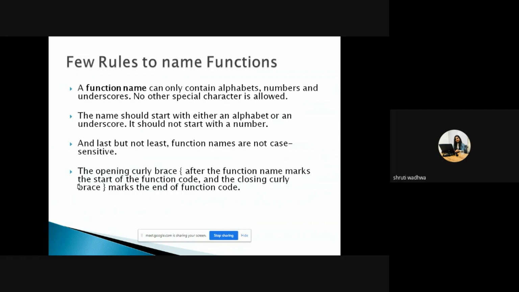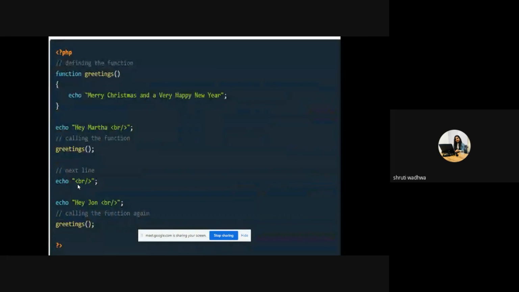The function names over here are not case sensitive, and the opening curly brace after the function name marks the start of the function code, and the closing curly brace marks the end of the function code, right? So let's take a simple example in which we are displaying a simple message, Merry Christmas and a very Happy New Year. This script is very helpful if you want to send festive emails to every friend of yours, and you have the same message in all of them, right?